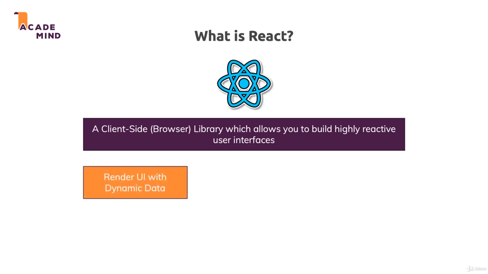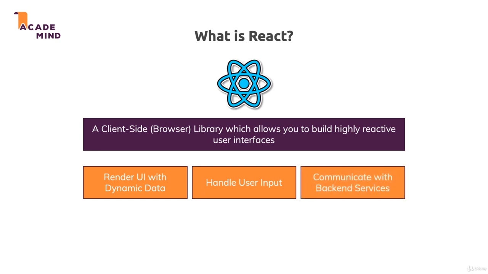It's about rendering a user interface with dynamic data and about updating it when data changes or when certain events occur. It's about handling user input and providing feedback to the user. And it's also, and that is where the other three technologies will come into play, it's also about communicating with backend services. And with backend, I mean services or technologies that don't run in the browser of your user. So React, so to say, is the front end. The other three technologies, Node, Express, and MongoDB, together make up the backend.